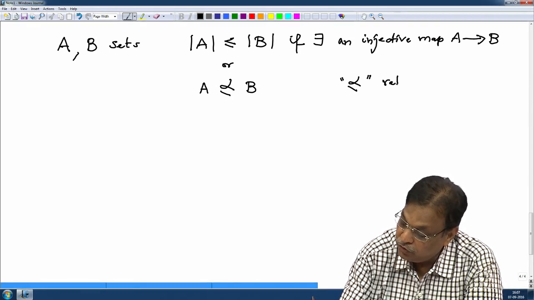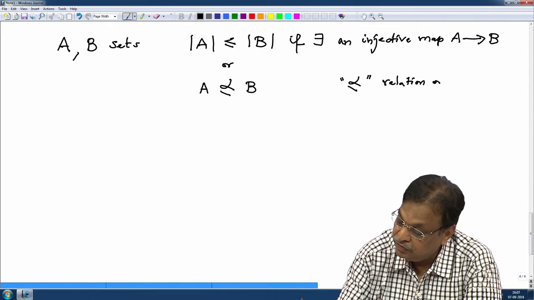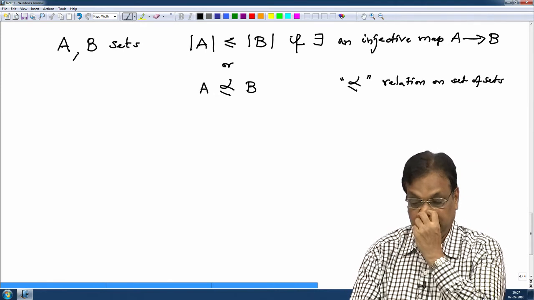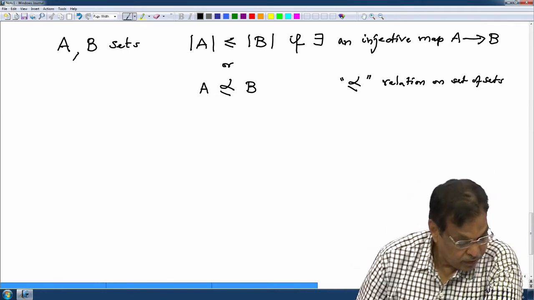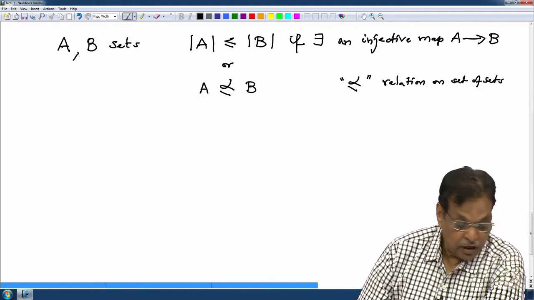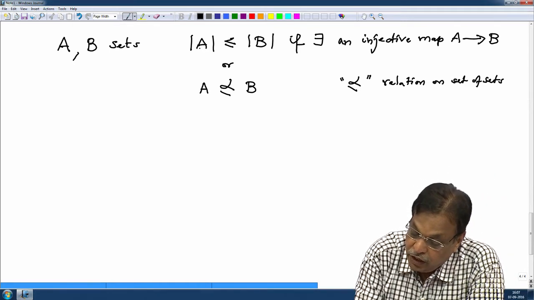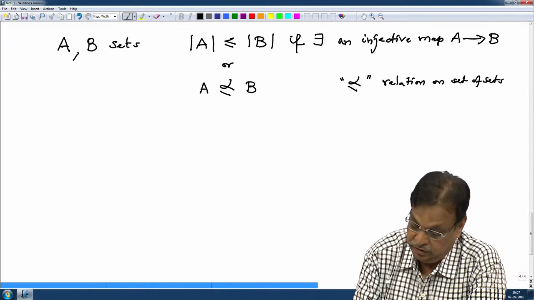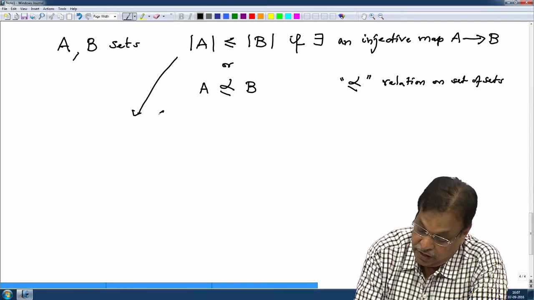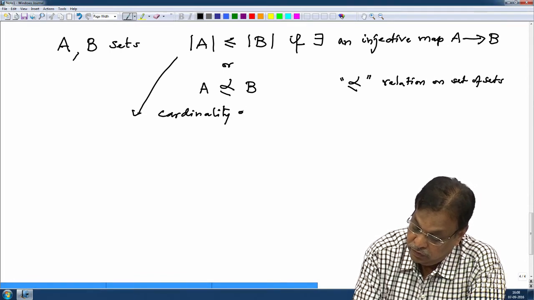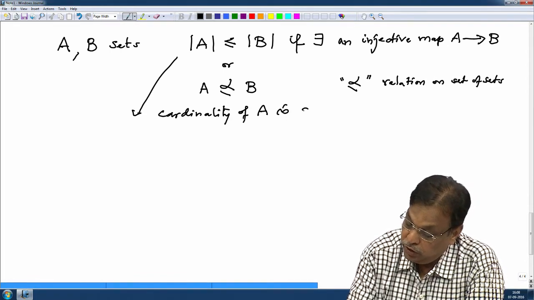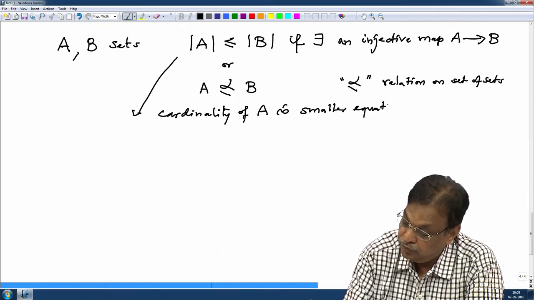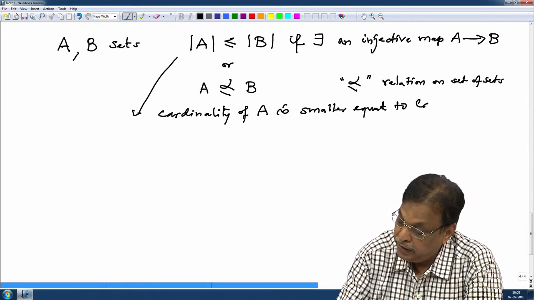This is a relation on the set of sets. And in this case, we will also say that the cardinality of A is smaller or equal to the cardinality of B.